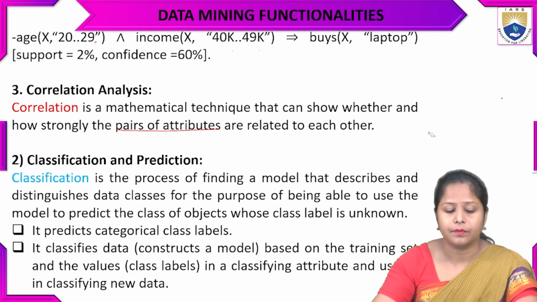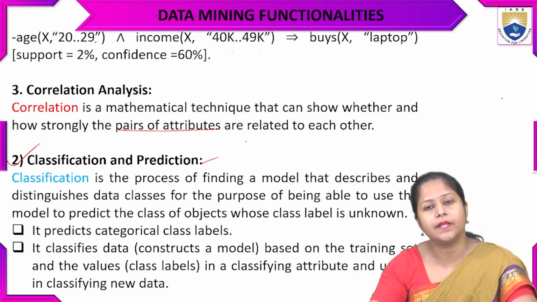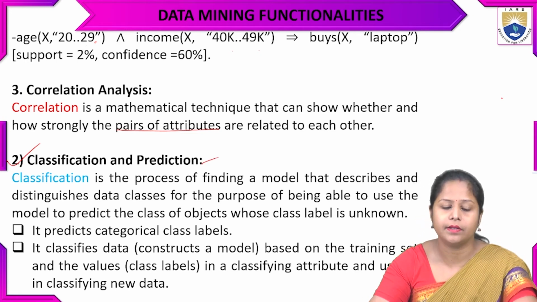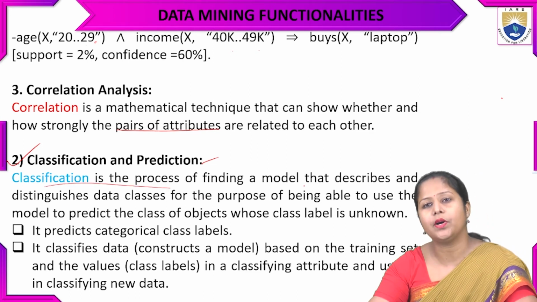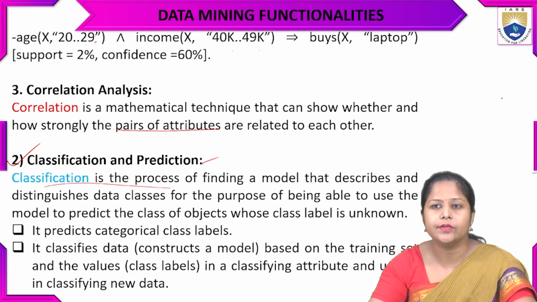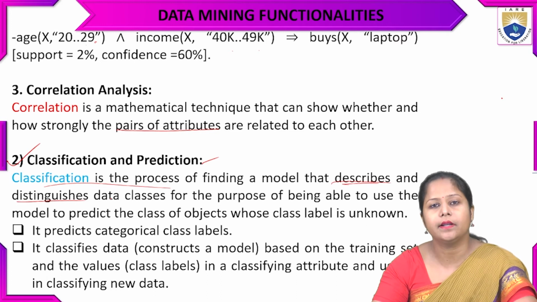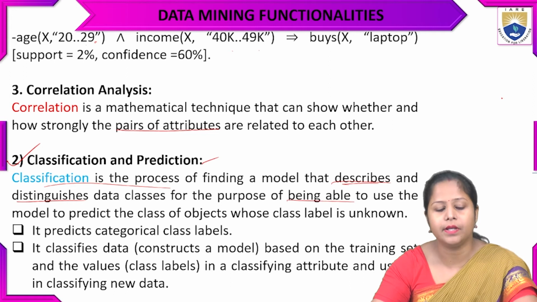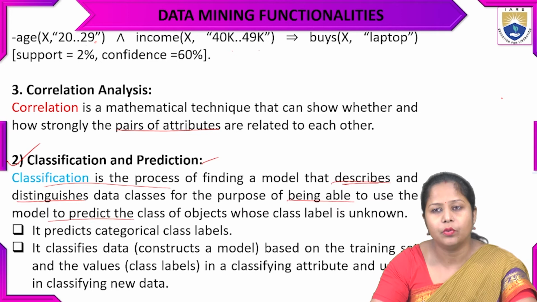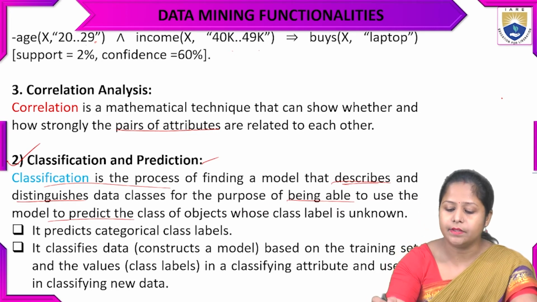Classification and prediction. So that is the second part. Classification is the process of finding a model. In this functionality, classification is the process of finding a model that is going to describe and distinguish the data classes, for the purpose of being able to use the model to predict the class of objects whose class label is unknown. So what does it mean?